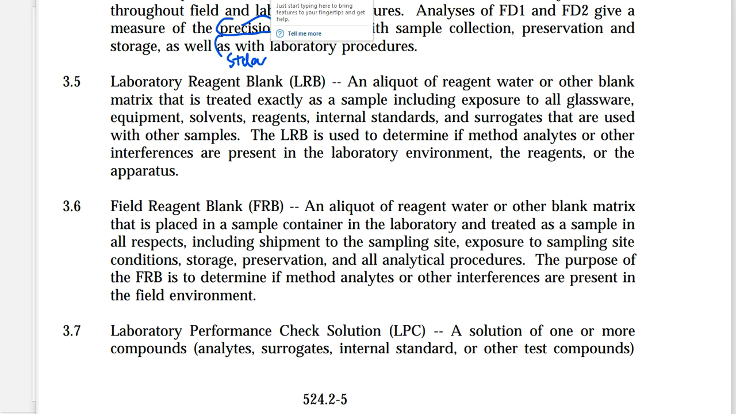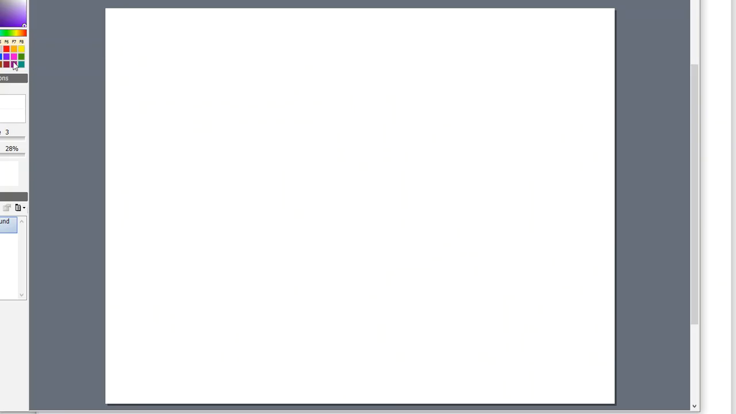Okay, in this video, we're going to talk about this word called a blank. 3.5 and 3.6 are titled laboratory reagent blanks and field reagent blanks. Okay, well, what does that mean? All right, well, we kind of already referred to this at some point in time. A blank just means a solution that does not have the analyte that you're trying to look for.